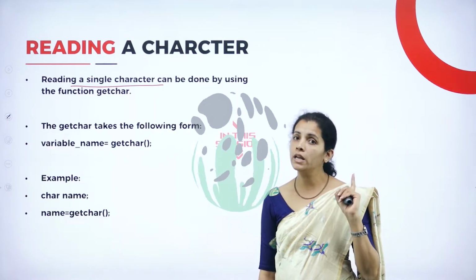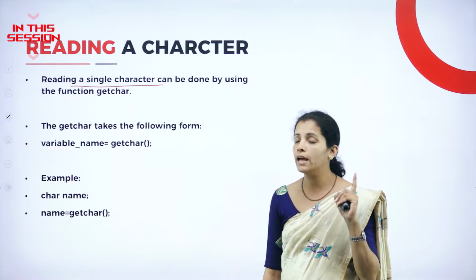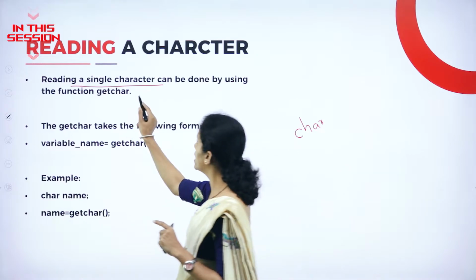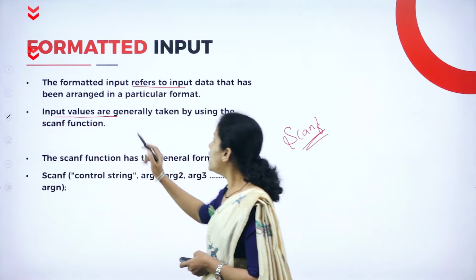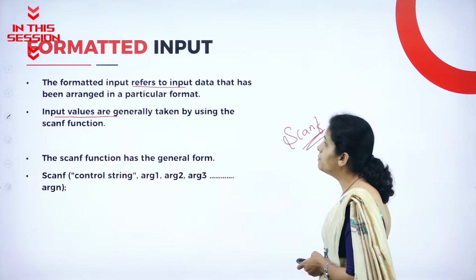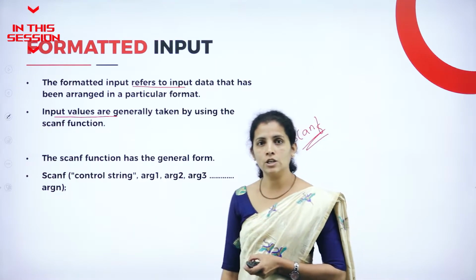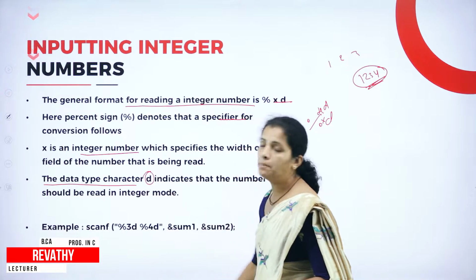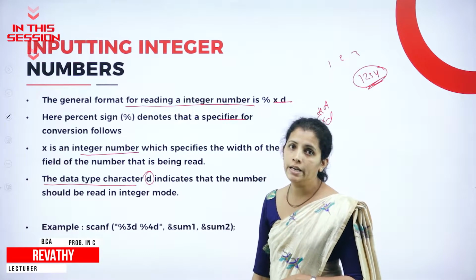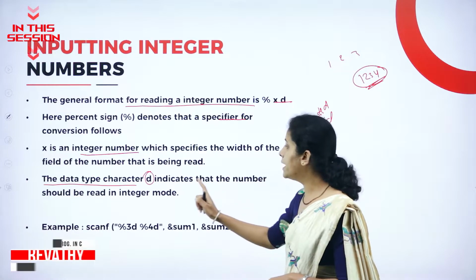Suppose if I want to read only one character, then I'm going to make use of the getchar function. Input values are generally taken by using the scanf function. Data type character. %d is mainly used to indicate that it is of type integer.